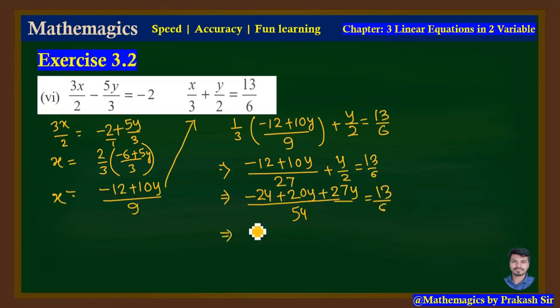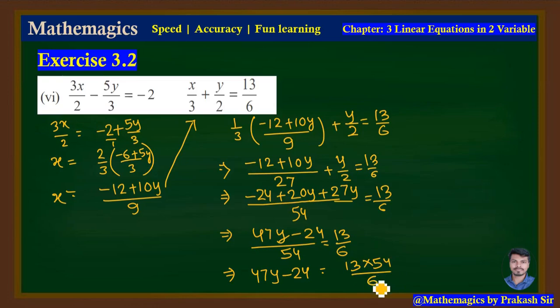Now 27y plus 20y become 47y minus this is 24 divided by 54 is equal to 13 by 6. Now I'm going to keep all the values on the right hand side, and I'm just going to keep y in the LHS. So 47y minus 24 is equal to, 54 is here, it will go that side and it will multiply. It means it is coming 13 into 54 whole divided by 6.